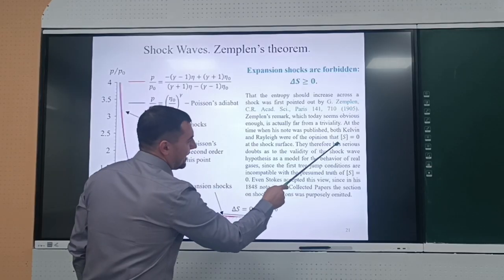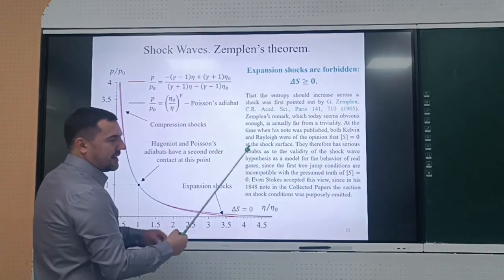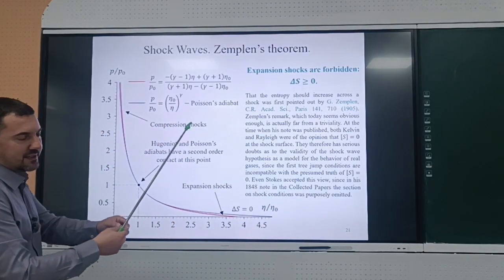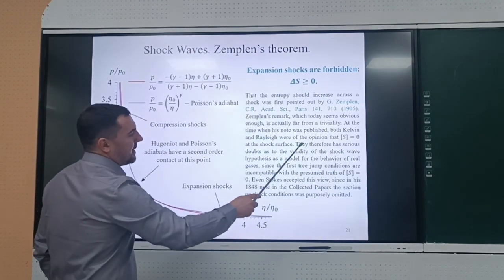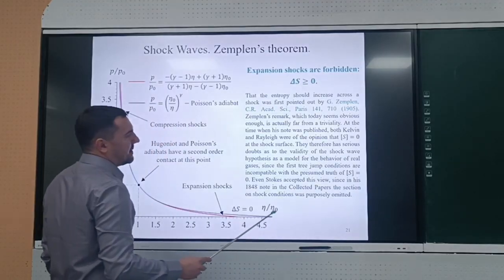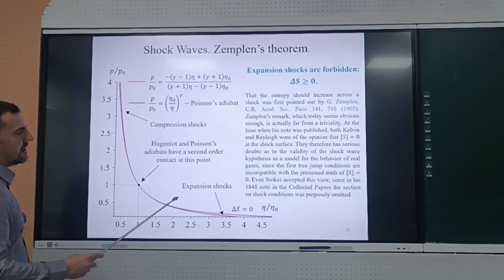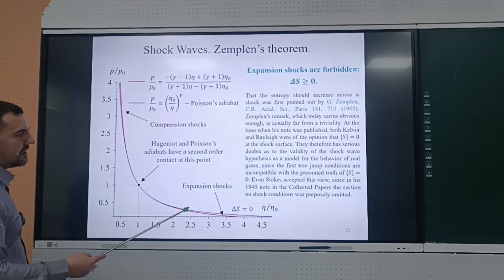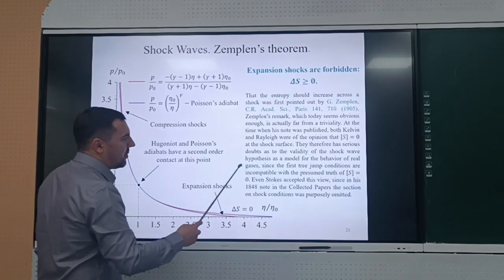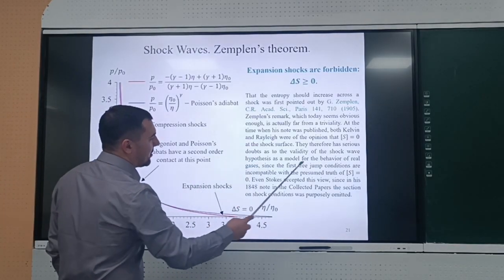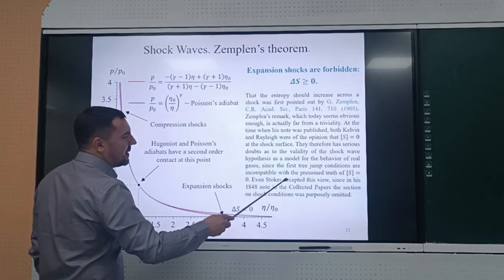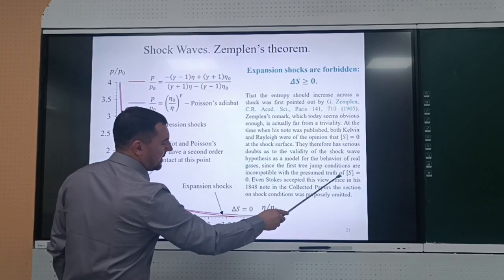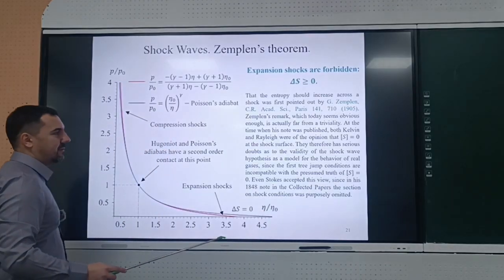delta S, where the square brackets mean S1 minus S0, the jump of entropy through the discontinuity, equals 0 at the shock surface. They therefore had serious doubts as to the validity of the shock wave hypothesis as a model for the behavior of real gases, since the first three jump conditions are incompatible with the presumed truth of delta S equals 0.